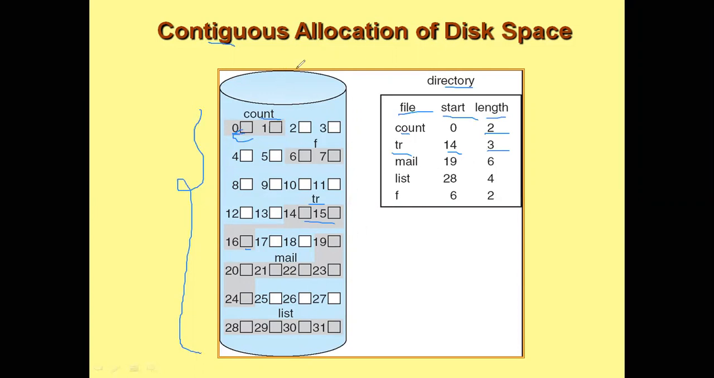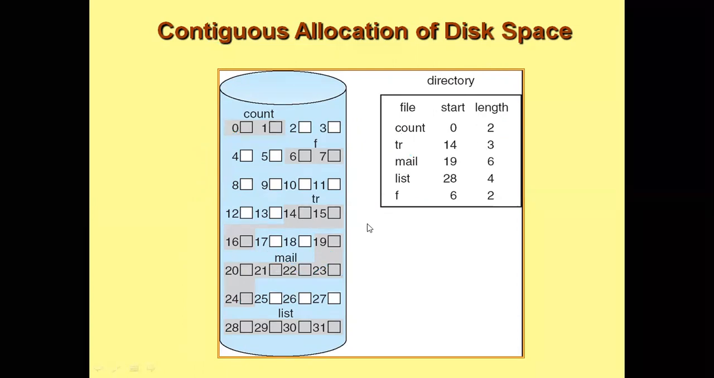This is contiguous allocation. So we have mail here. Look at mail. So mail starts at 19, and then we have 6 contiguous blocks. So this is 19th is 1, 20, 21, 22, 23, 24. Okay, so we have 6 continuous blocks. So this is the meaning of contiguous allocation.